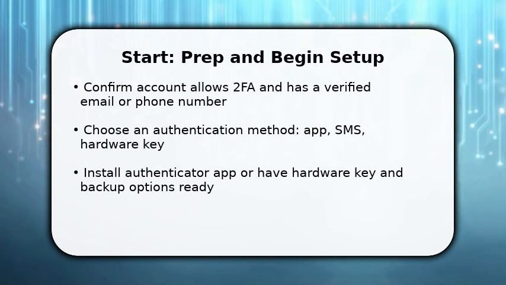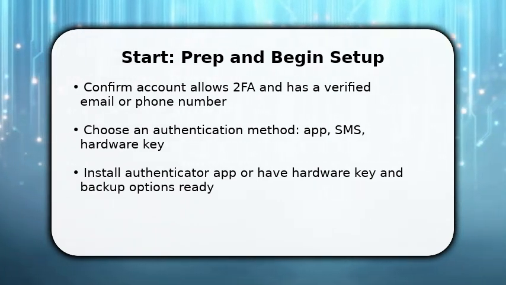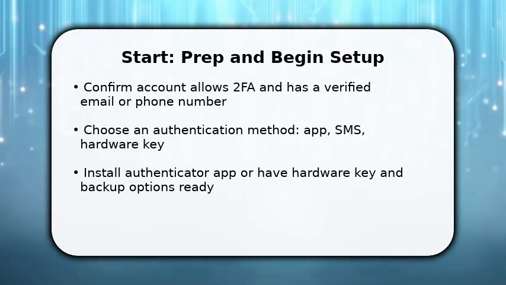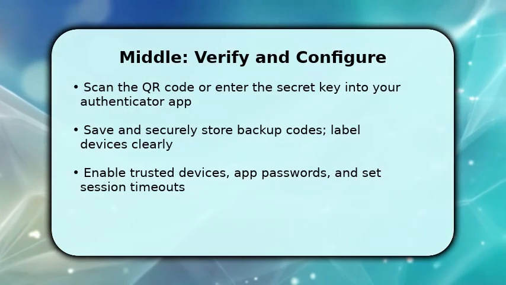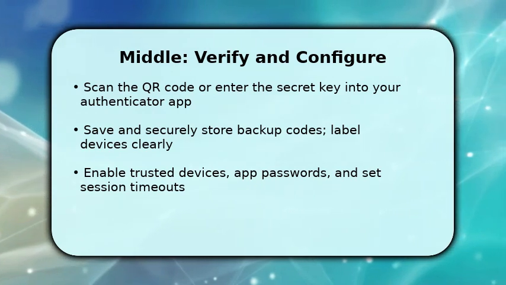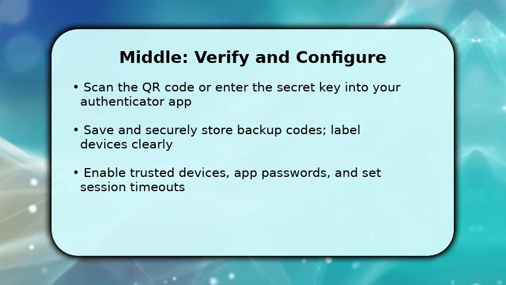Make sure you also set a recovery phone number or email. Start the enrollment process immediately, so you can scan the QR code or register the key and receive the initial verification code. Once you've scanned the QR code or entered the secret key, the authenticator will generate a rotating code every 30 seconds. Type that code into the website to verify.